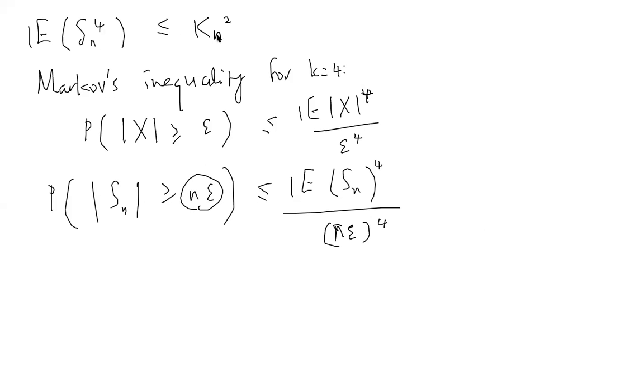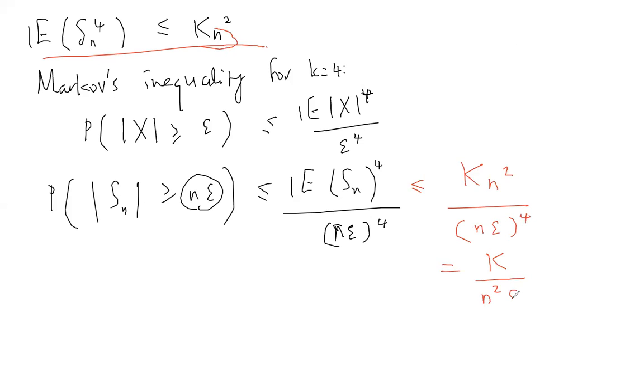And this is where the inequality we found just now comes in handy. So over here, you can have a further bound, because the expectation is bounded by this, so you have k n squared over (n epsilon) to the power 4. And therefore, you have k over n squared epsilon to the power 4.